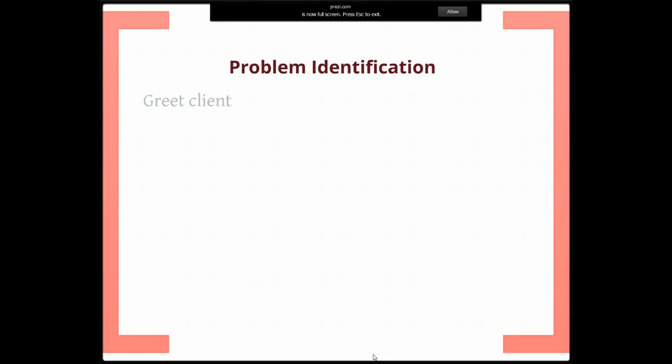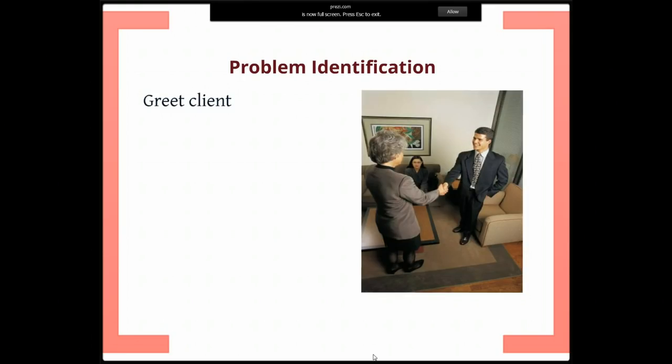For problem identification, the first thing you want to do is greet your client. And it's important to engage in pleasantries for icebreaking purposes. A client doesn't feel comfortable, even when they've sought out your legal advice, opening up to you about all of their issues. They need to understand that you're someone who's going to listen to them, that you're going to be able to provide the kind of representation that they're looking for. And so being able to talk about just basic pleasantries is important.